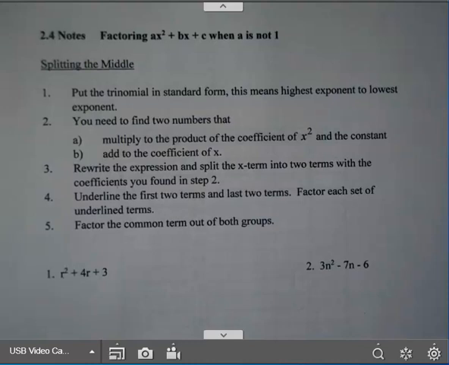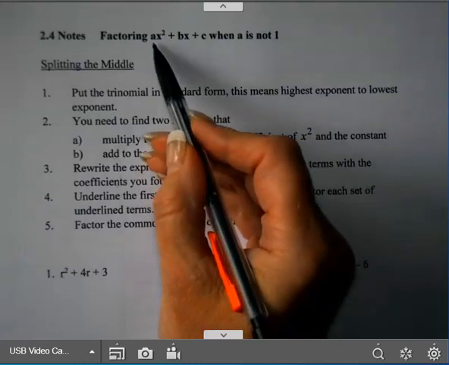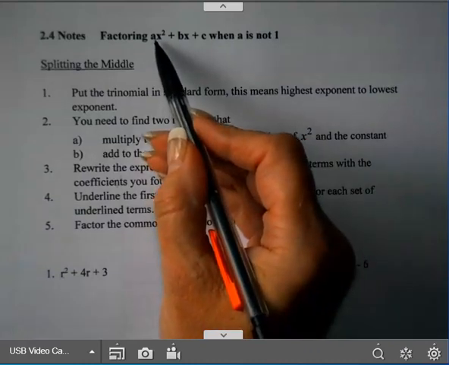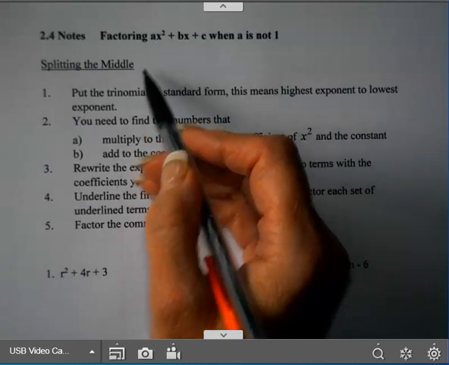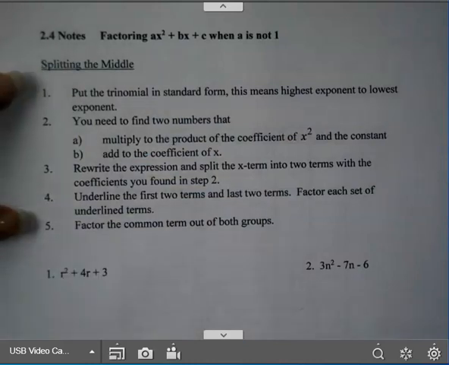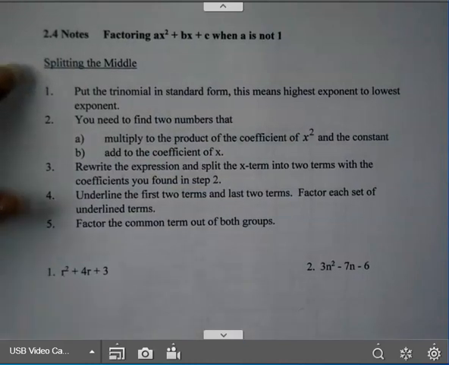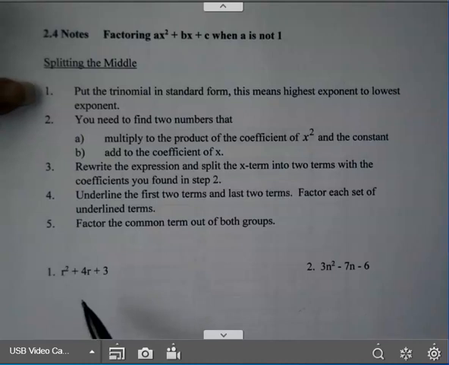In this lesson, we're going to factor trinomials when a is not 1 and they do not have a greatest common factor you can pull out to make them 1. This method we're going to call splitting the middle, and the steps to splitting the middle are written here. I think I will go ahead and work the problem out and talk about each step as we work through the problem.